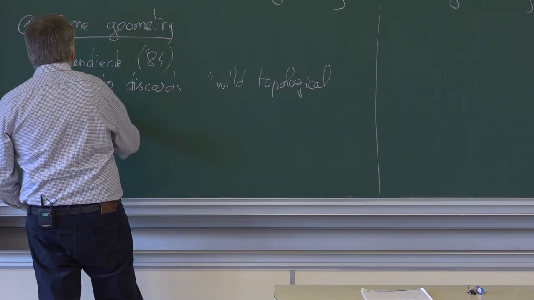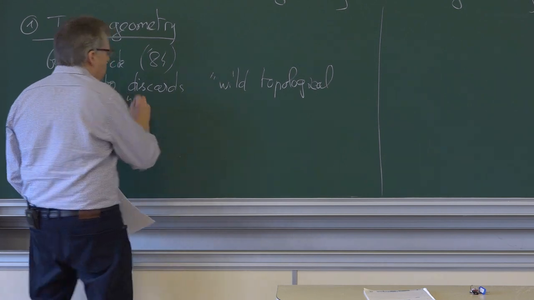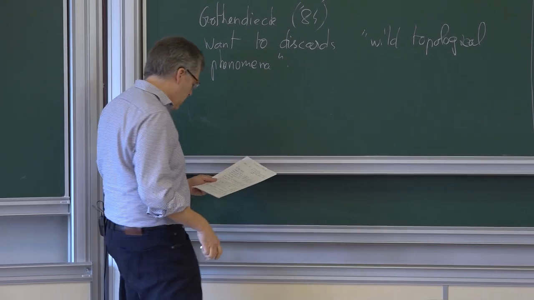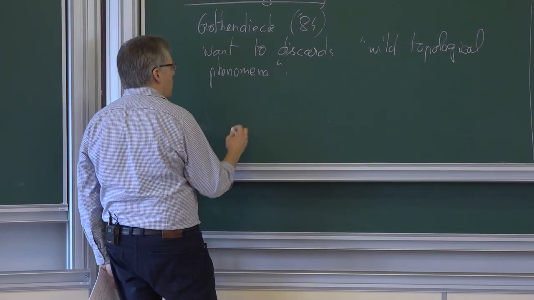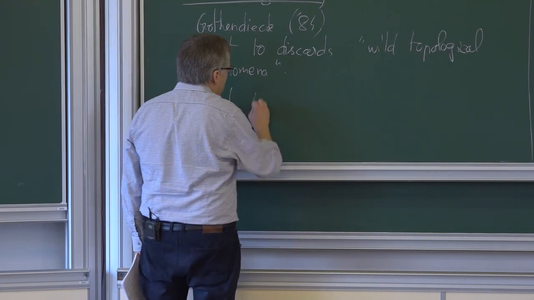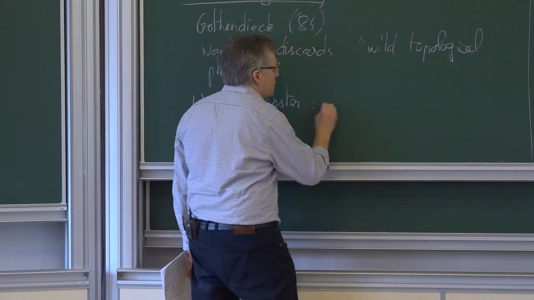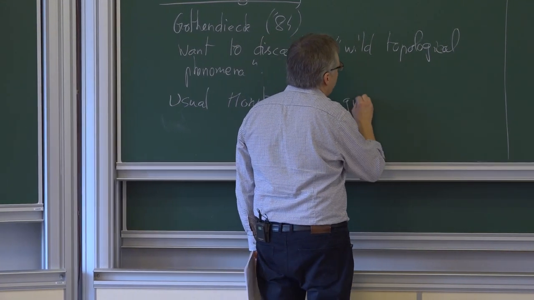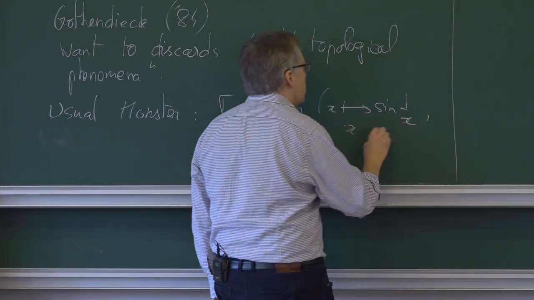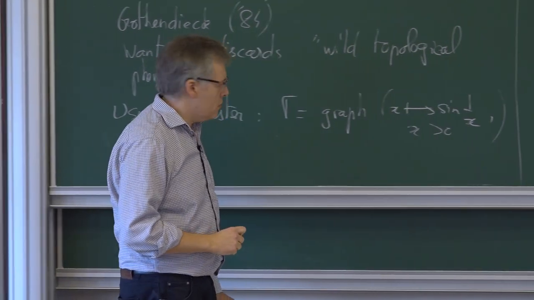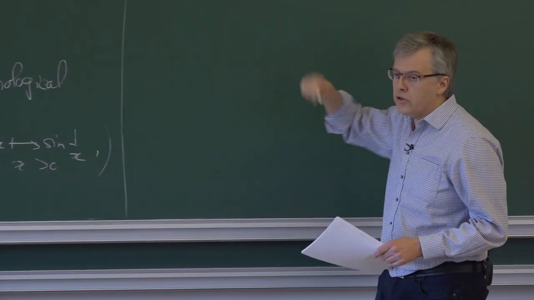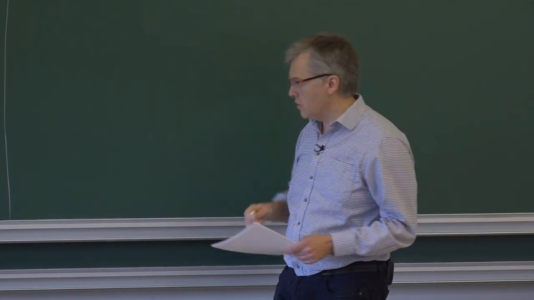So let me give some examples. So of course, you don't want to have Cantor sets or Peano curves or this kind of thing. But much more basically, you want to discard some kind of usual monsters. So what is a usual monster? I guess the best example is given by take gamma to be the graph of x going to sine 1 over x for x a positive real number. Okay. Then, of course, you have this picture of accumulation to the interval, vertical interval 0, 1.